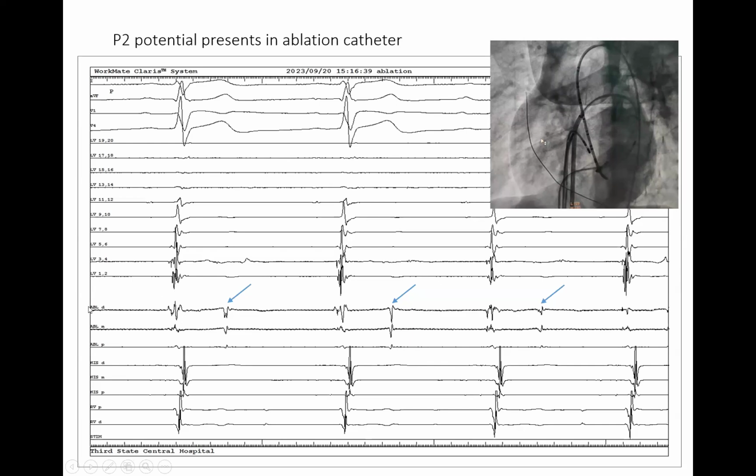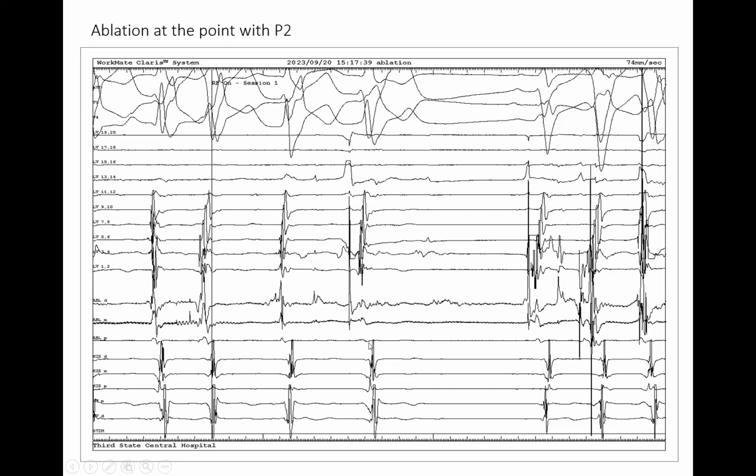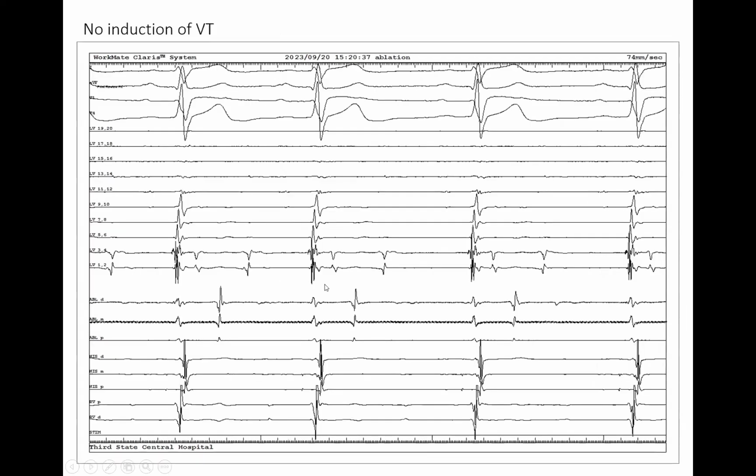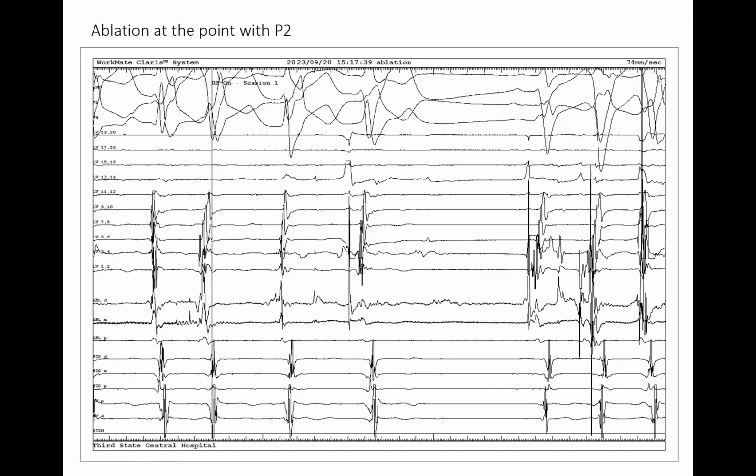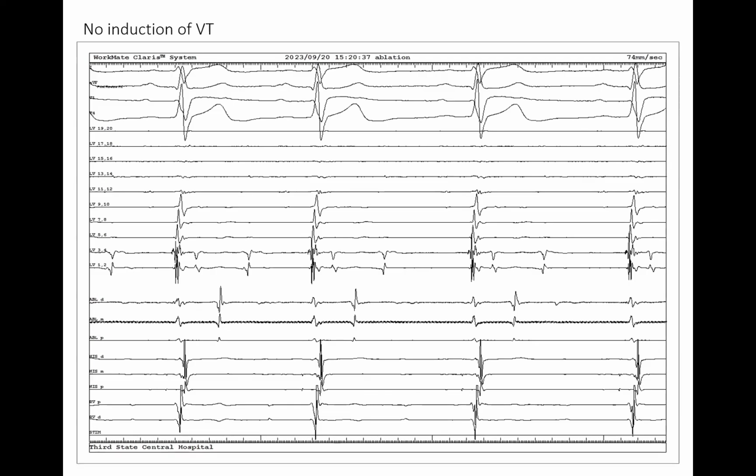On the ablation catheter, we can clearly see our late potential, diastolic potential, the P1 potential, and here is our fascicular potential. So we did the ablation at this point, and we had a very good result. After the ablation, we couldn't induce the VT anymore. And the patient, after the ablation procedure, is almost 2 years out, and does not have any VT episodes again.